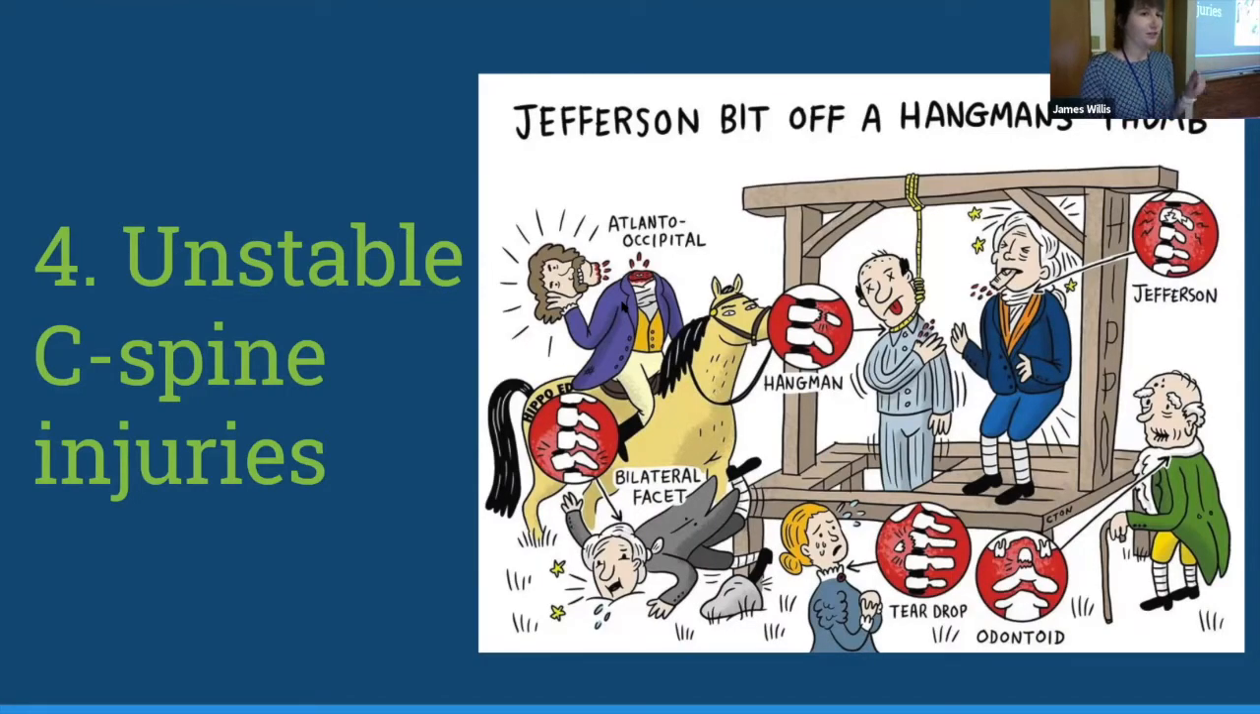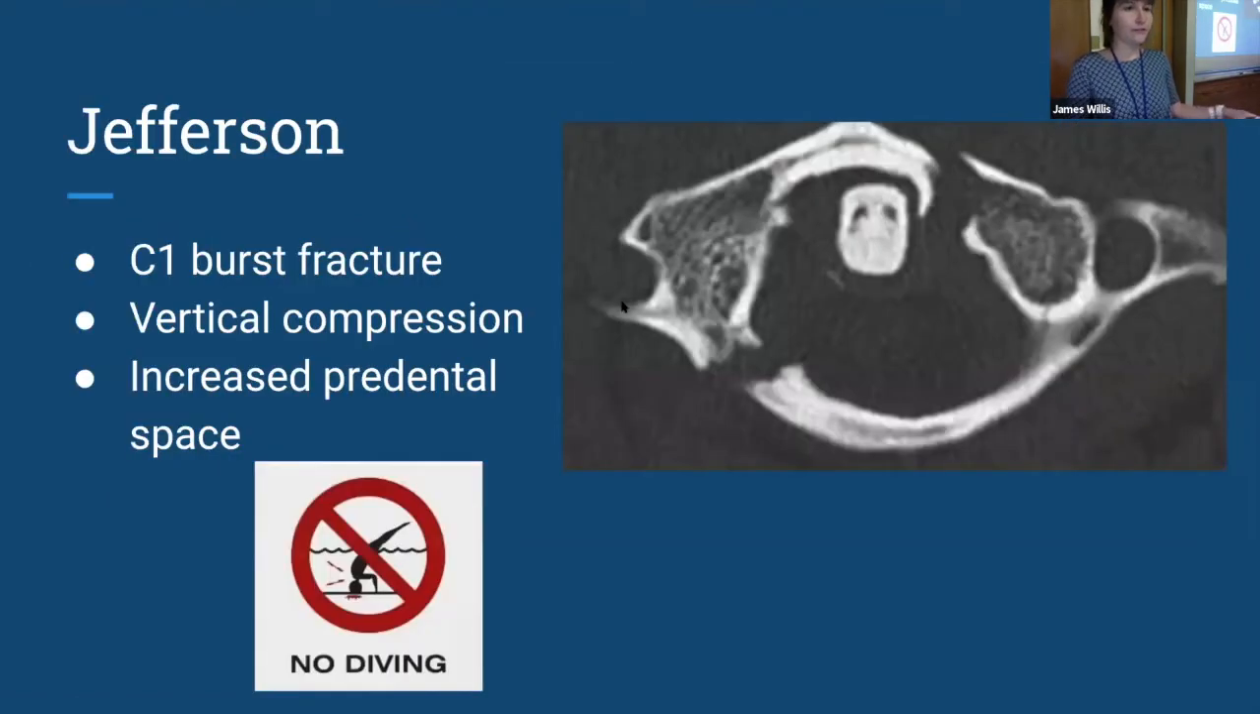The mnemonic to remember all of them is "Jefferson bit off a hangman's thumb," which stands for a Jefferson fracture, bilateral facet dislocation, odontoid fractures. A is both atlanto-occipital dislocation and atlanto-axial dislocation. Hangman is just a hangman's fracture, and then the T is for a teardrop fracture. So we'll go over a few of these.